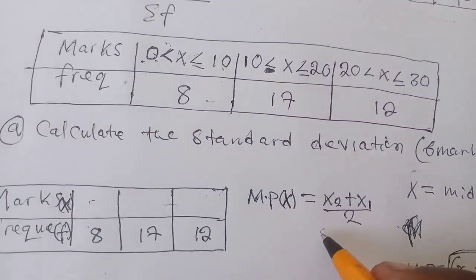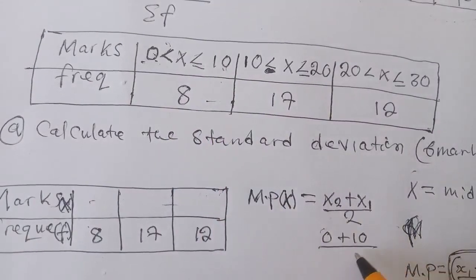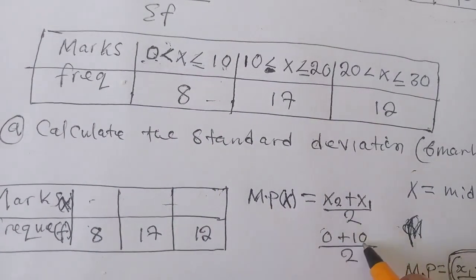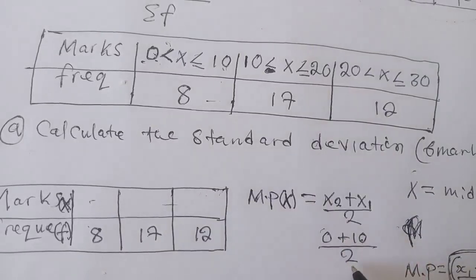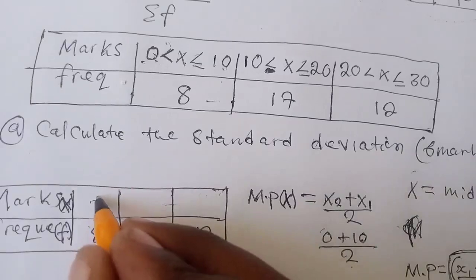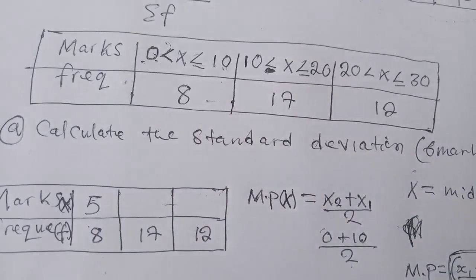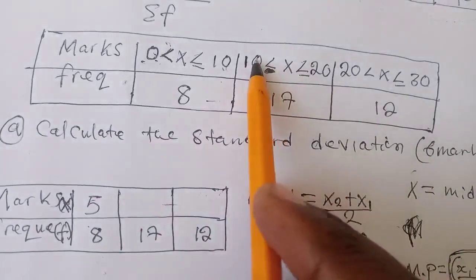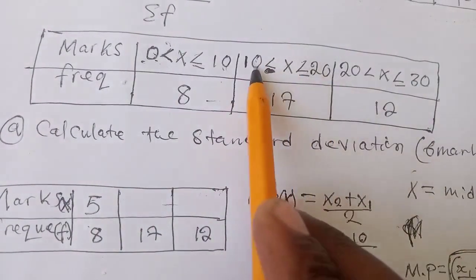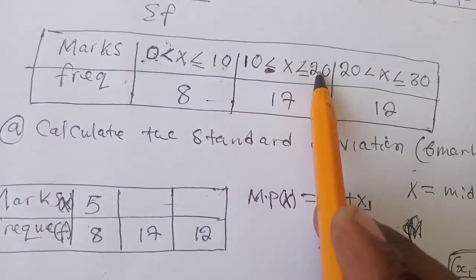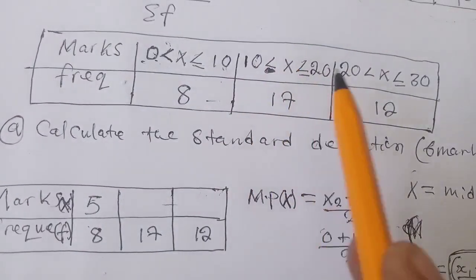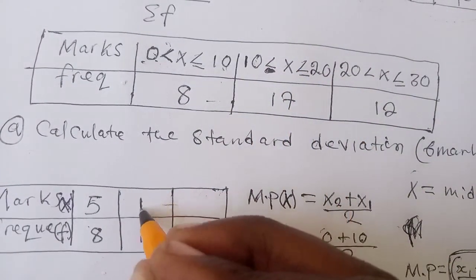So you can put 0 plus 10, then divide by 2. So 0 plus 10 is 10. Then 10 divided by 2, you find that it is 5. So you put 5 here, like that. As simple as that. So even here, 10 plus 20 is 30. Then 30 divided by 2 is 15. Like that.